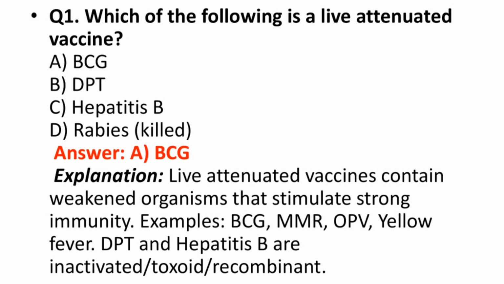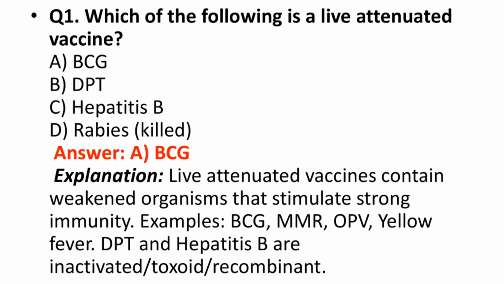Which of the following is a live attenuated vaccine? Option A BCG, option B DPT, option C hepatitis B, option D rabies. The correct answer is option A BCG. Live attenuated vaccines contain weakened organisms that stimulate strong immunity.